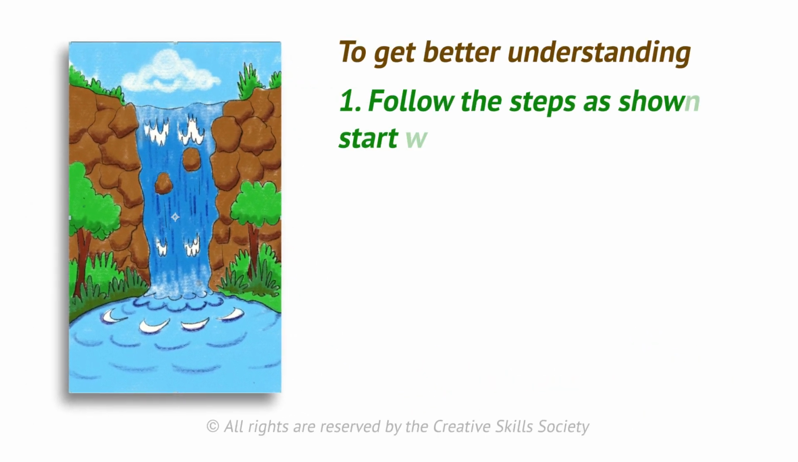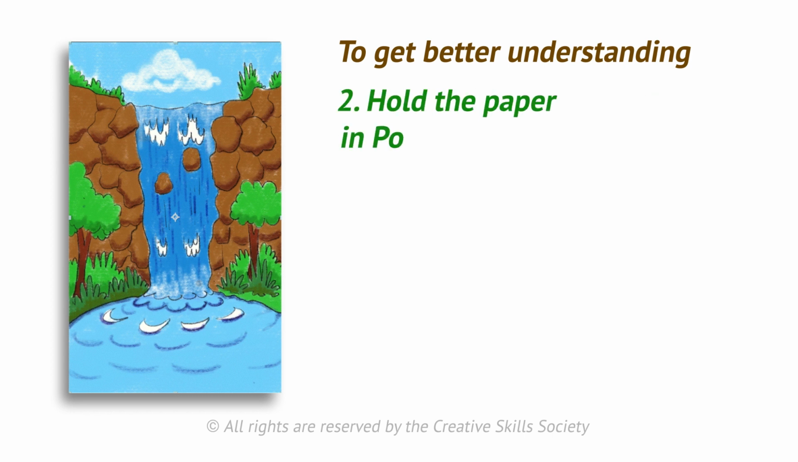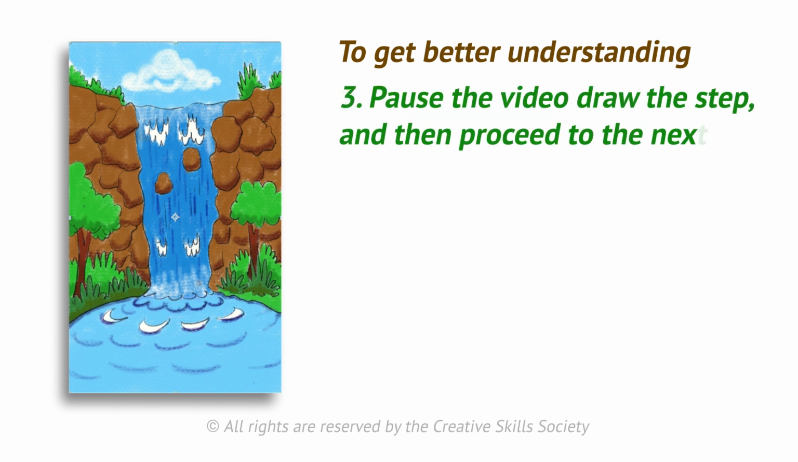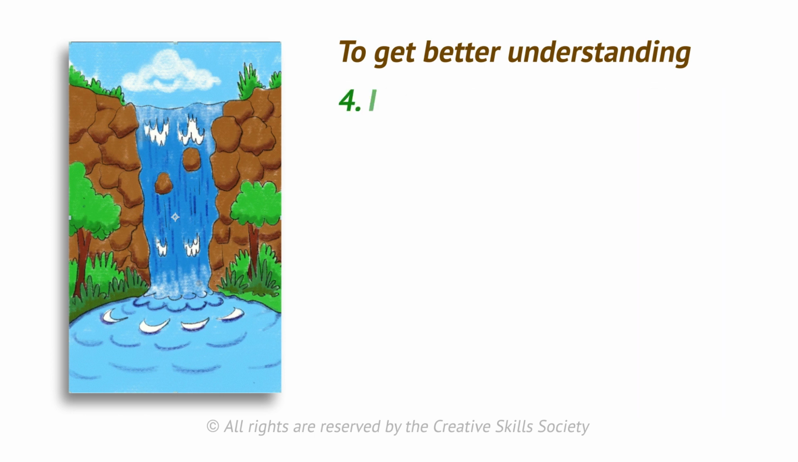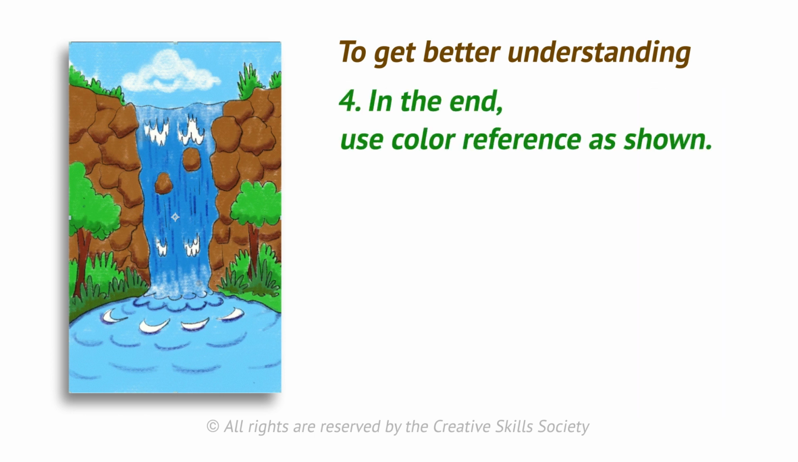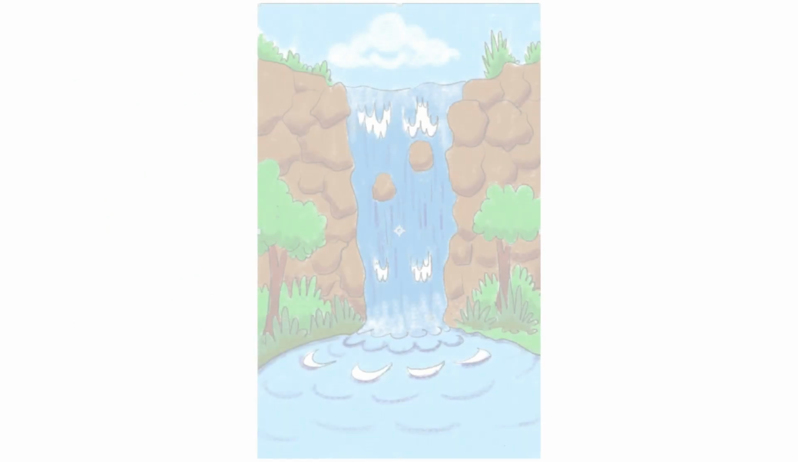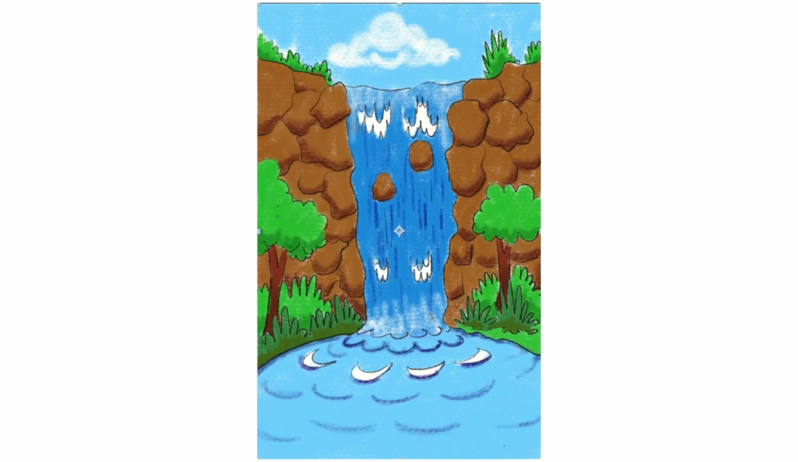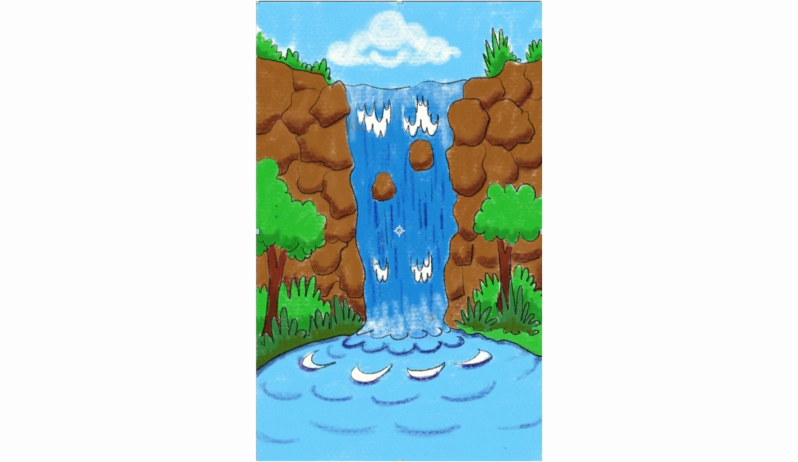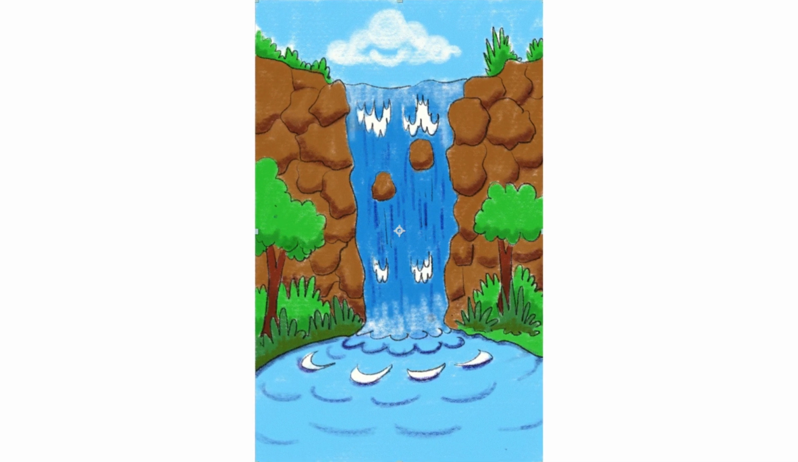To get a better understanding, follow the steps as shown. Start with the basics. Hold the paper in portrait mode. Pause the video, draw the step and then proceed to the next step. In the end, you can use the color reference as shown. This will be your final result. You can use all pastel colors as your coloring medium to achieve the final output.